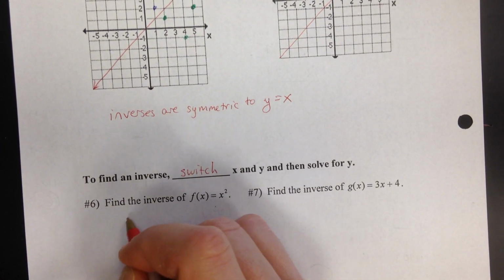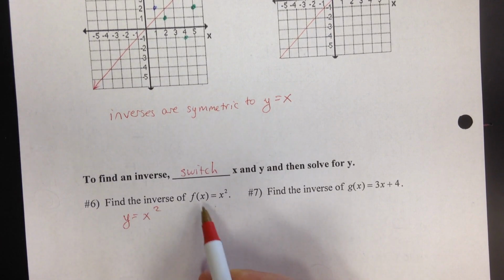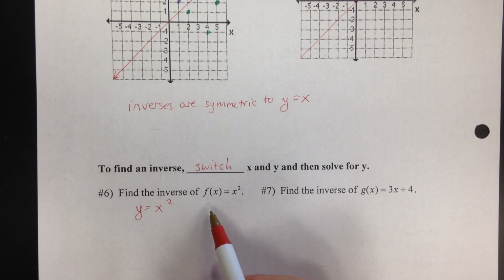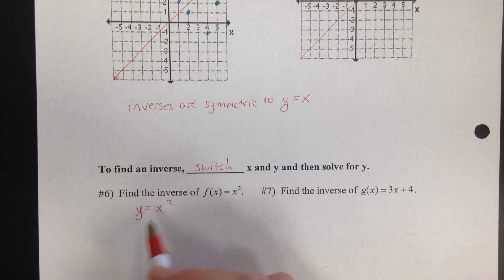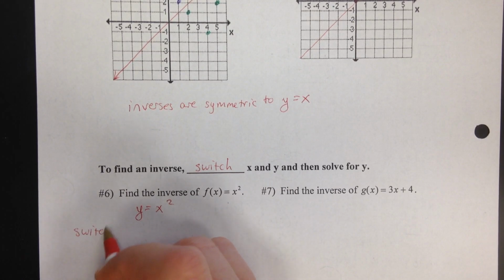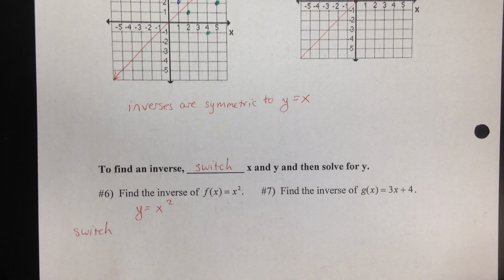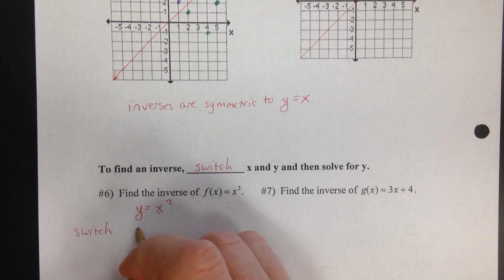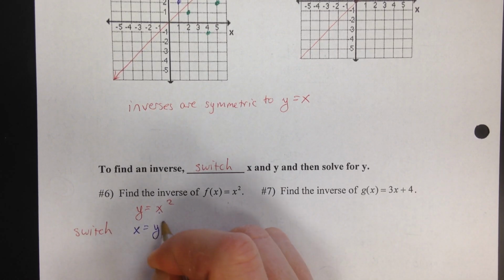So I'm going to write this as y equals x squared. f of x, same thing as y equals. To find the inverse, what we do is we switch x and y. So that means I'm going to write this as x equals y squared.